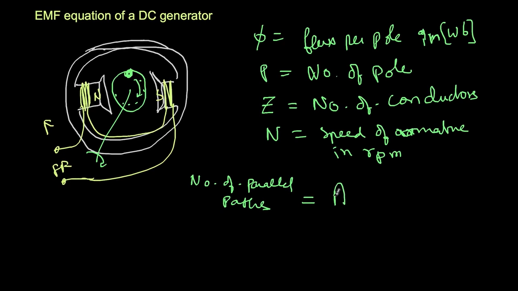That is denoted by A. So basically, as a part of this subject, the types of windings, we are not going in depth. There are mainly two types of windings. One is lap winding, and the other is wave winding.